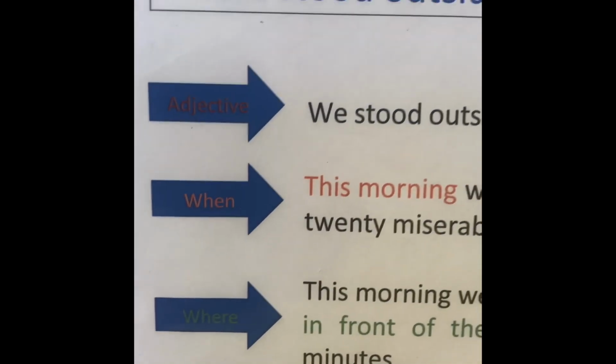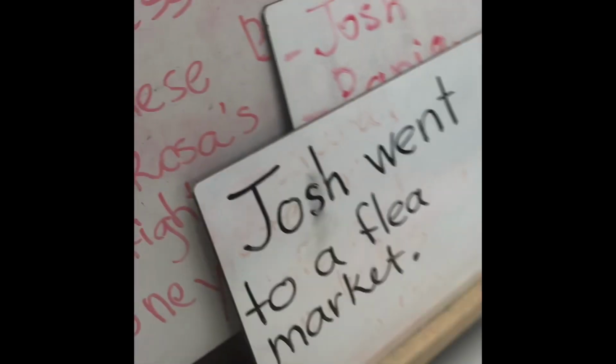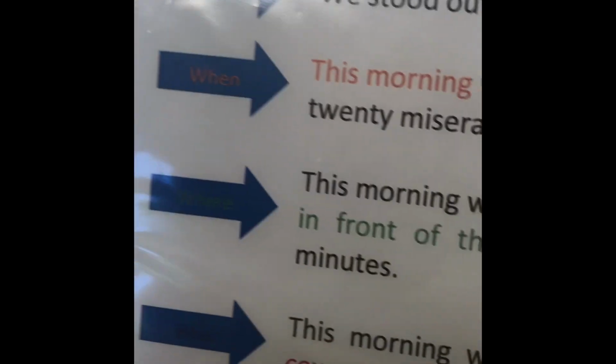For example, first they add an adjective. We stood outside for 20 miserable minutes. We can say Josh went to a busy flea market. Next would be to add a word that describes when, then where, how, and why. And at the end, we each read our sentences to the whole class.